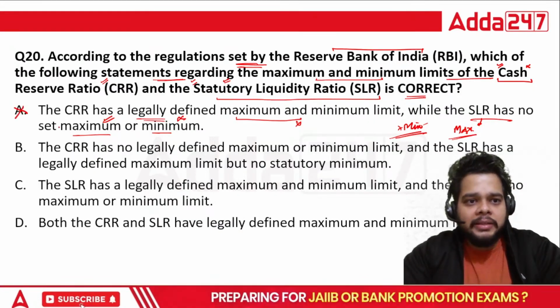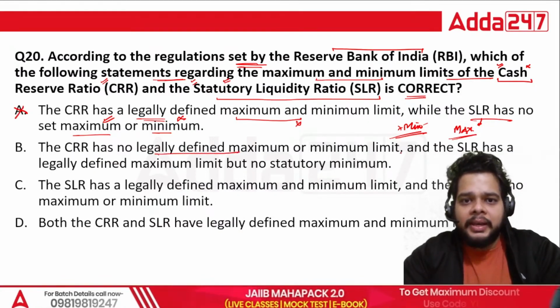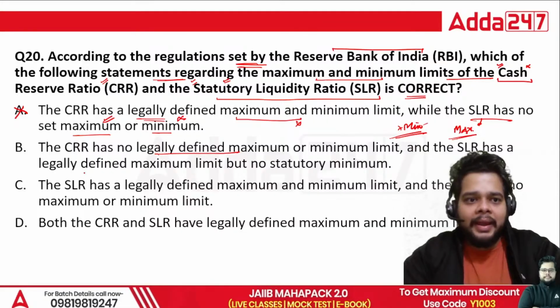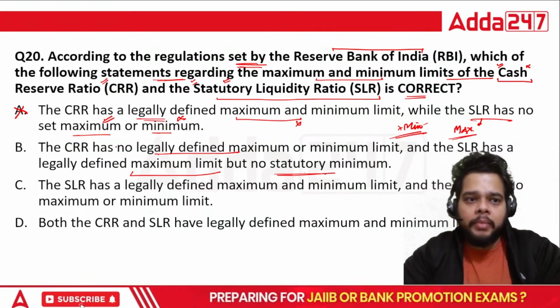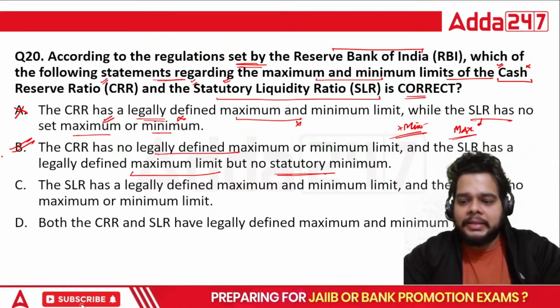That is why A is wrong. CRR has no legally defined maximum or minimum limit. SLR has a legally defined maximum limit, but no statutory minimum limit. Yes, so B will be the right answer here.